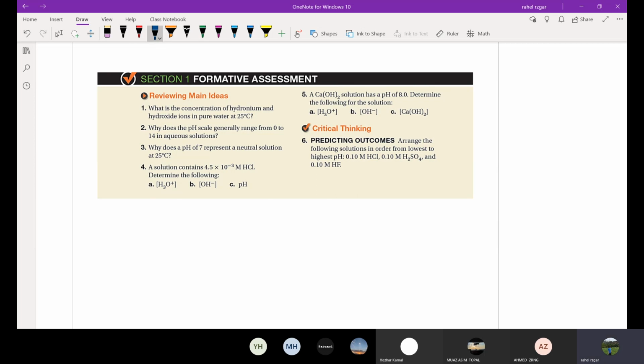Question 1. What is the concentration of hydronium and hydroxide ions in pure water at 25 Celsius? As I told you, you have to memorize those numbers. The concentration of H3O and OH are also 10 to the power of negative 7.